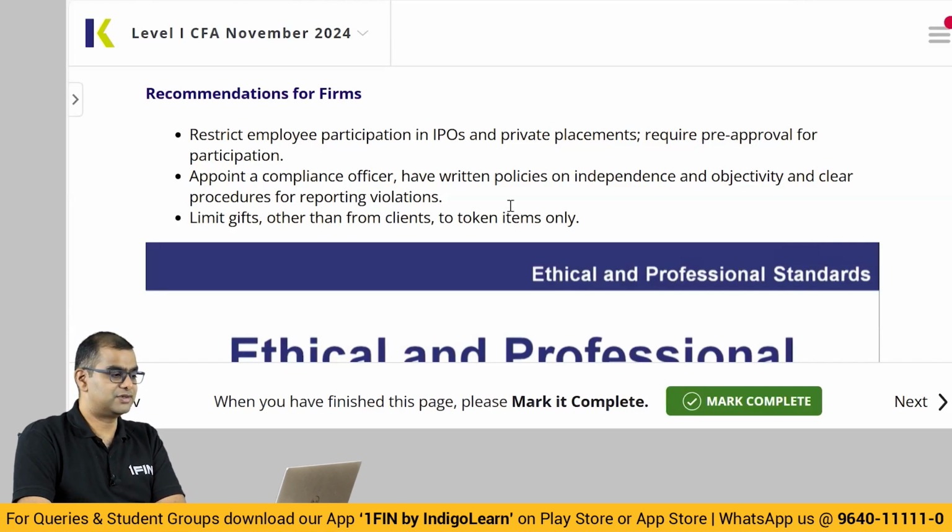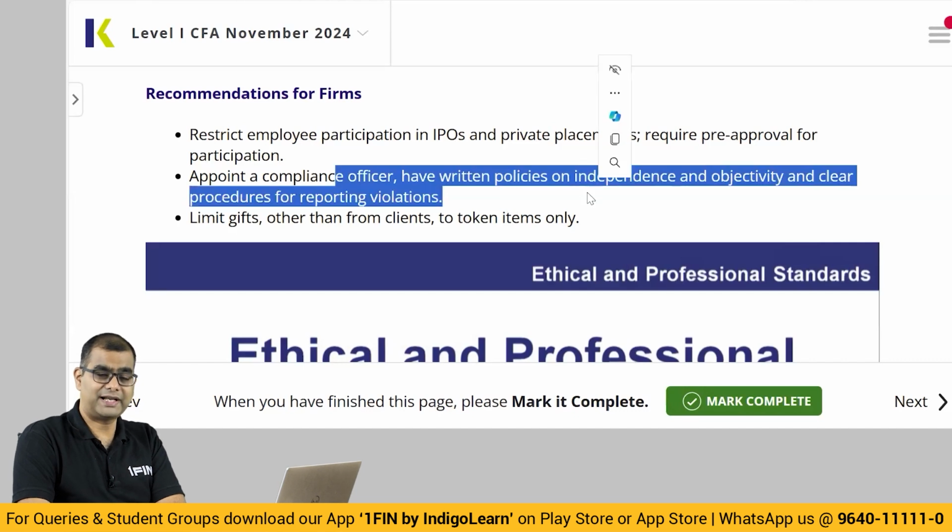Then appointing a compliance officer. A firm should always appoint a compliance officer. So any time I wanted to buy a security in BNP, I had to go and approach the compliance officer, and only then could I buy it. Without informing them and getting their approval, I couldn't buy.